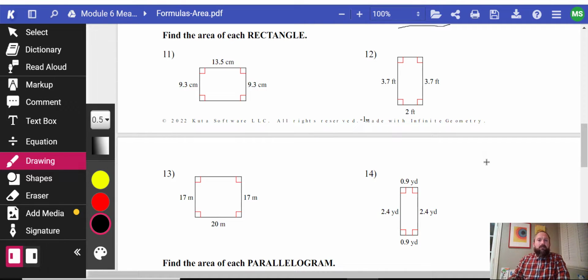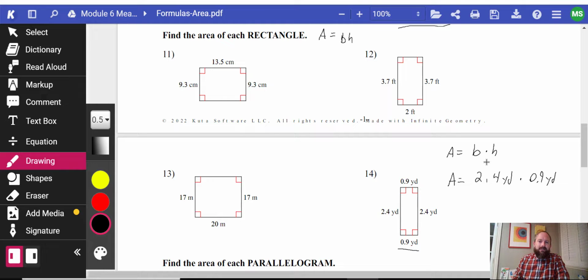So remember that the rectangle is a parallelogram, and the area of a parallelogram is base times the height. So remember, area is equal to base times the height. So let's do 14 right here. This is going to be area is equal to 2.4 yards times 0.9 yards.